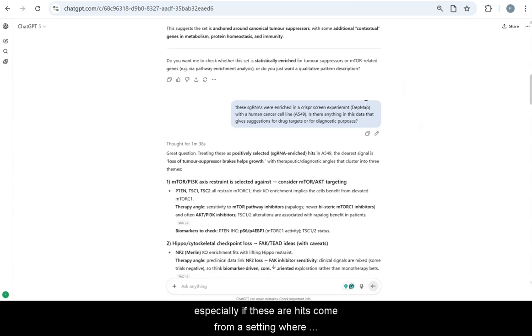Especially if these are hits coming out, for example, from a setting where you added a drug to the cancer cells, or some more complex setup where, for example, if you add a drug, cells with a particular genotype are enriched, then that could be a biomarker, a diagnostic that should be included when adding that drug to the patient. But here is a less complex screen, right?